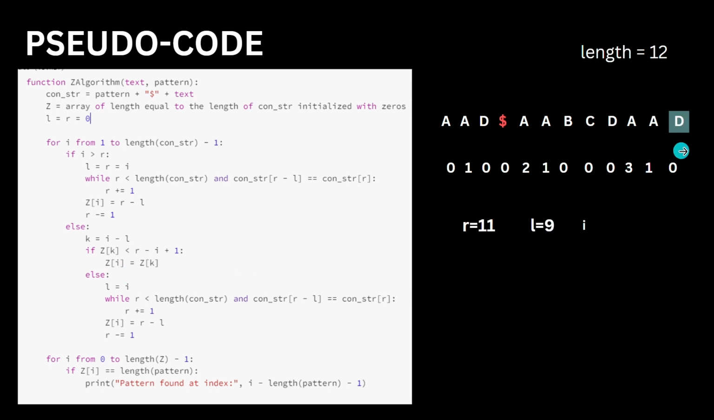Now the value of I is 11, R is also 11, so L is 9, so we'll get into the else part. K is equal to I minus L, which is 11 minus 9, so the value of K is 2. So Z of K, which is Z of 2 value, is 0 and R minus I plus 1 is equal to 1. So we can say Z of K is less than R minus I plus 1. So Z of I is equal to Z of K, which is Z of 11 is equal to Z of 2, which is equal to 0.